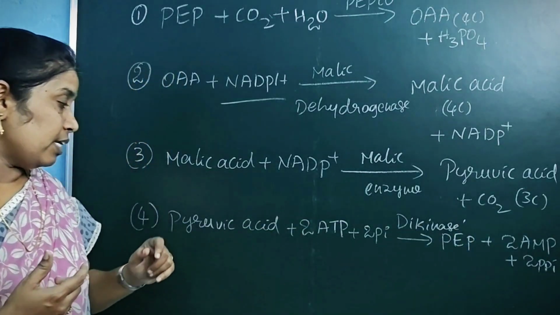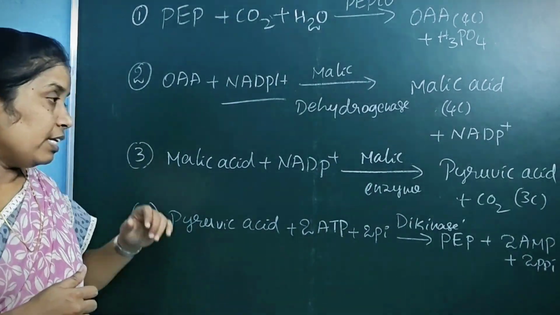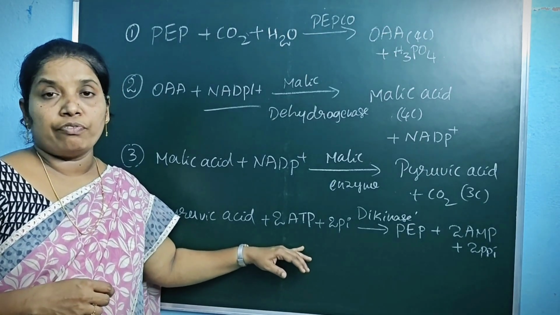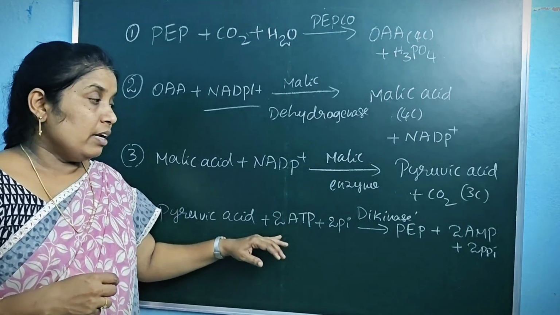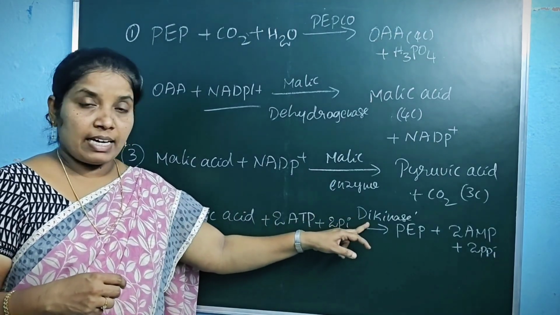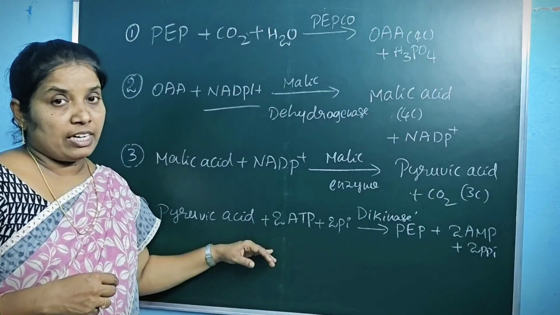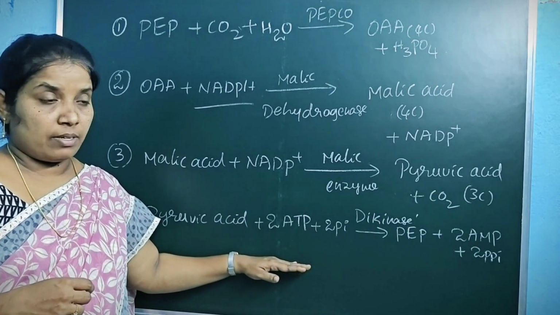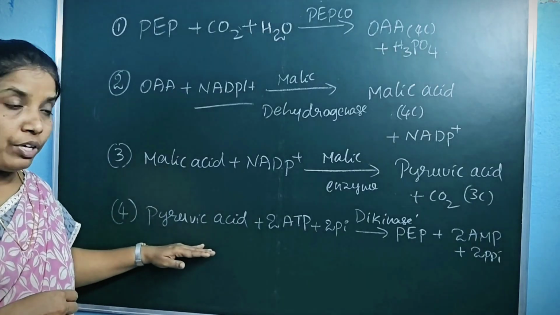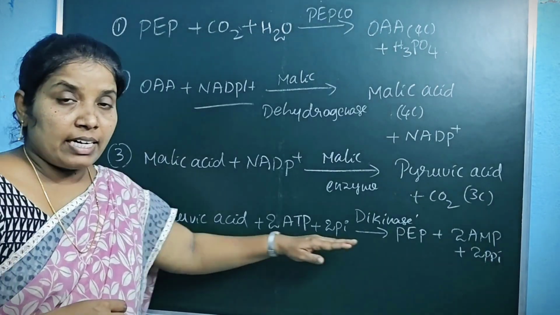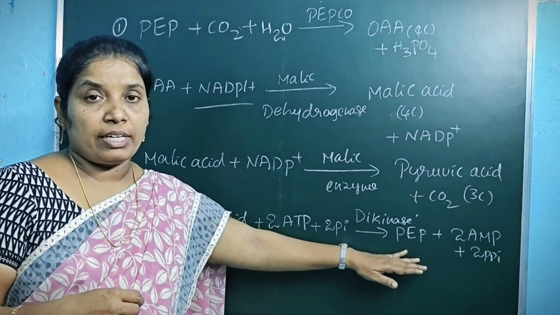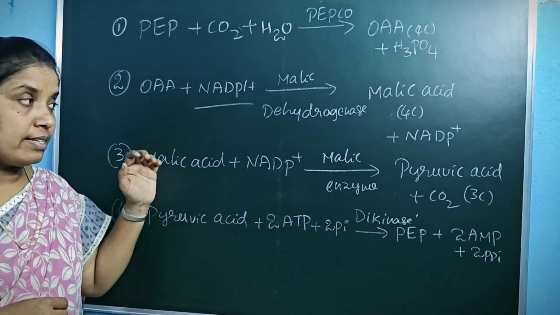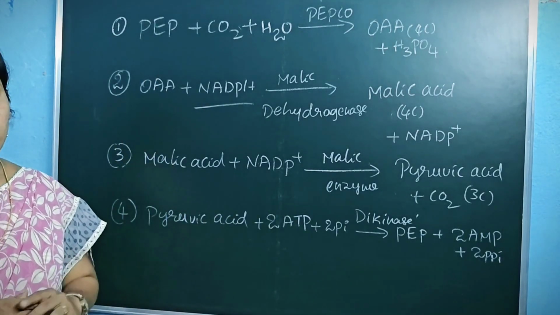Okay, let's see the next step. Pyruvic acid enters the mesophyll cell for the regeneration of PEP. There, in the presence of the enzyme dikinase, it undergoes a phosphorylation reaction. Here, two ATPs are utilized. So one pyruvic acid is regenerated again into PEP, phosphoenol pyruvic acid. These are the steps that occur in the C4 cycle.